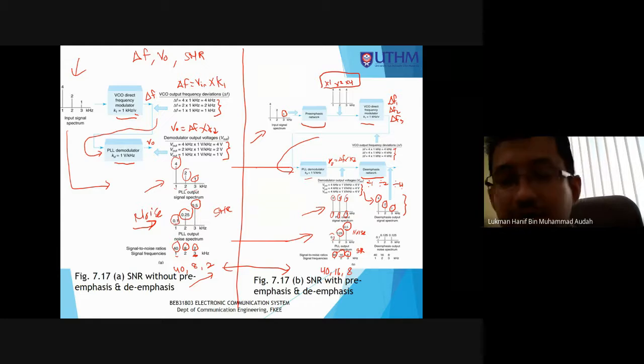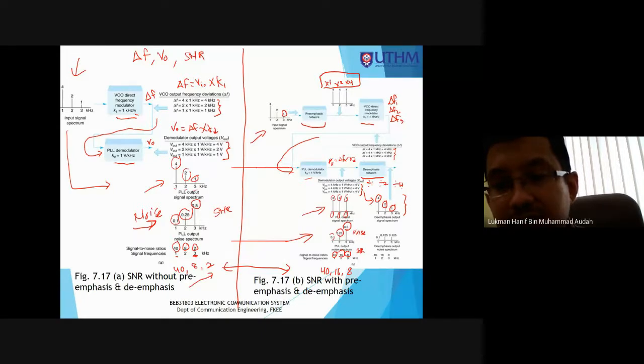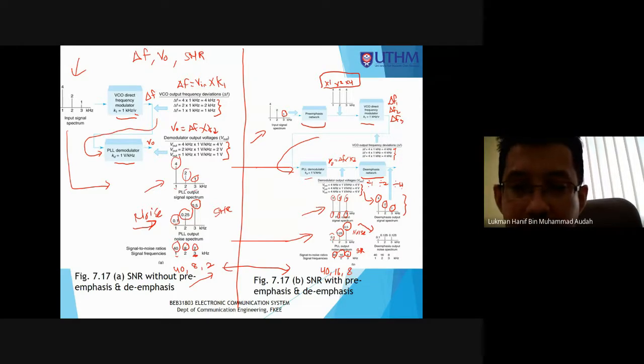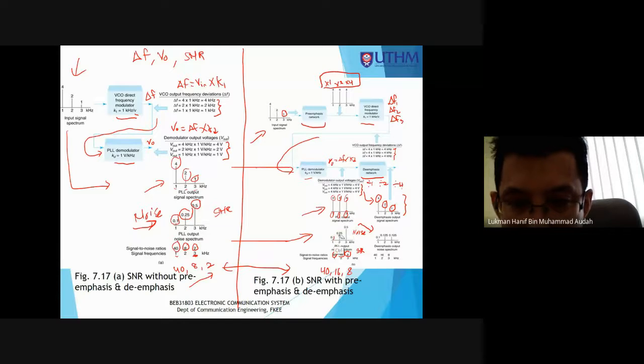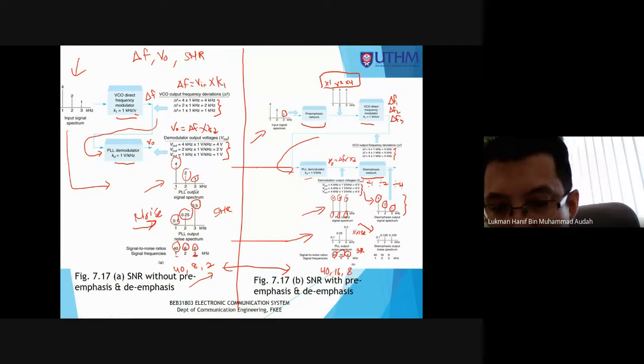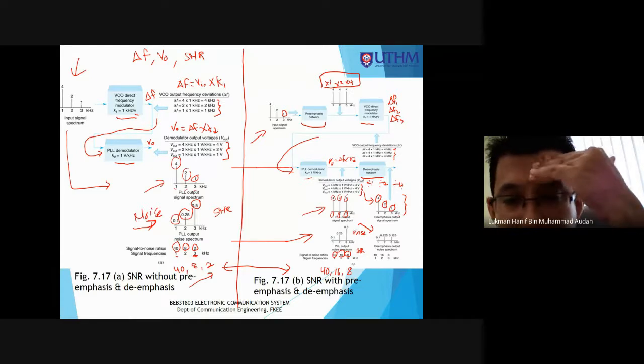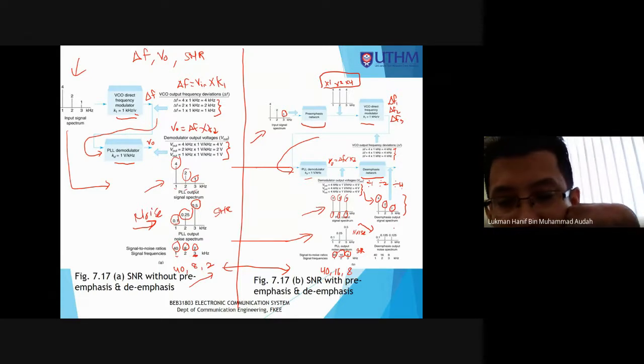But remember, this de-emphasis network not only reduce the signal level, it will also reduce the noise level with the same factor. Okay, so that means the noise level also will be reduced with the same factor.